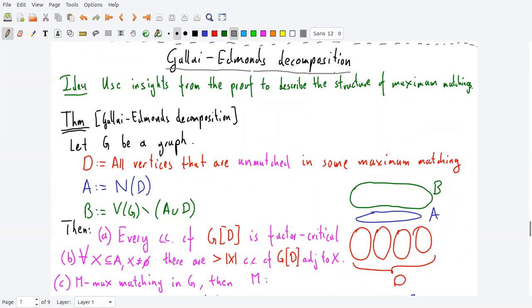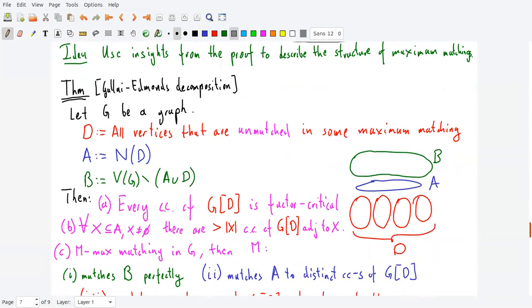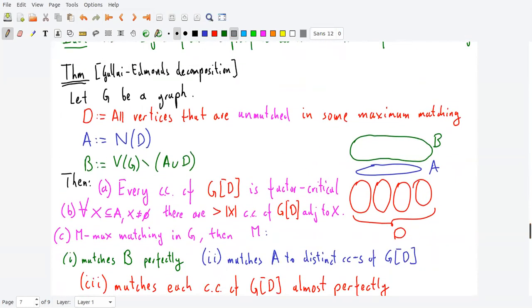But essentially, this proof gives you a lot of structure, a lot of insight into the structure of maximum matchings in a general graph. And the Gallai-Edmonds decomposition is some way of formalizing the structure via some kind of partition of the graph into three parts, and explaining how maximum matchings work with respect to these parts. So let's go through the statement slowly. It's a bit long because it's one of those explanatory theorems that explain the structure of a graph and the various objects in it.